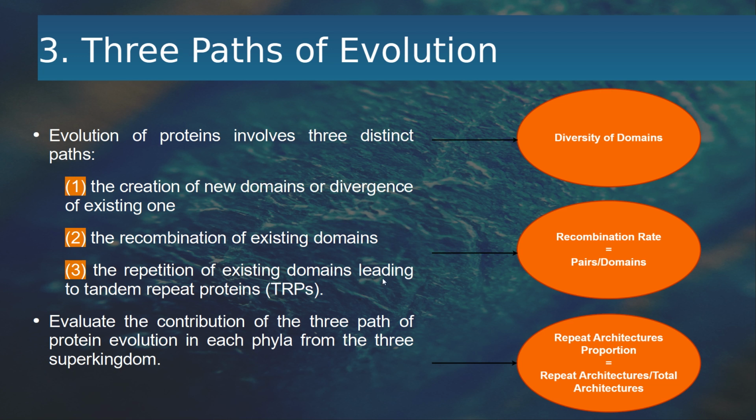Protein evolution involves three distinct paths. First, the creation of new domains or divergence of existing ones. Second, the recombination of existing domains. And third, the repetition of existing domains leading to tandem repeat proteins. The occurrence of repeat architecture is known to correlate with organism complexity. Our objective is to evaluate the contribution of these three different paths of protein evolution in different proteomes. A detailed global analysis of these paths of protein evolution in different phyla has not been realized yet.